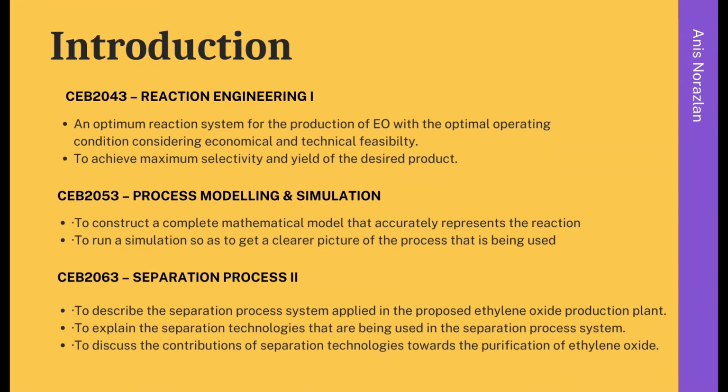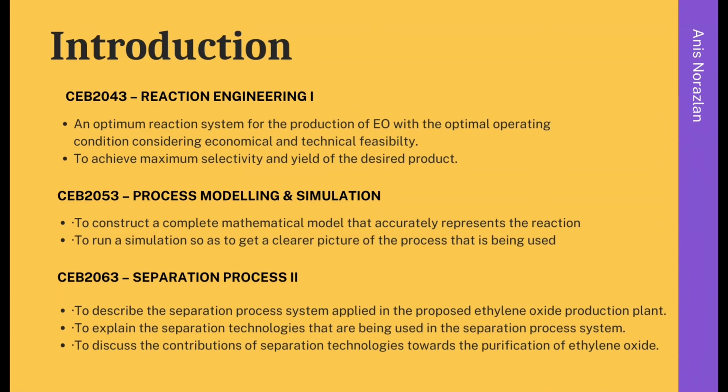For reaction engineering 1, the main thing is you want to propose an optimum reaction system for the production of ethylene oxide with the optimal operating condition considering economical and technical feasibility. For process modeling simulation, you want to construct a complete mathematical model that accurately represents the reaction and also to run a simulation to get a clearer picture of the process.